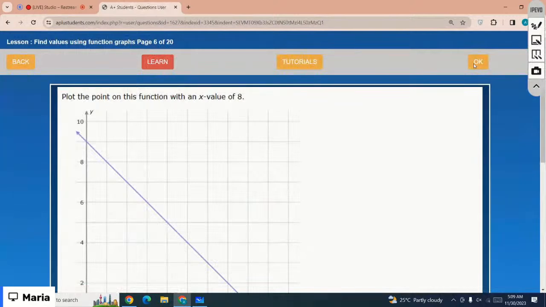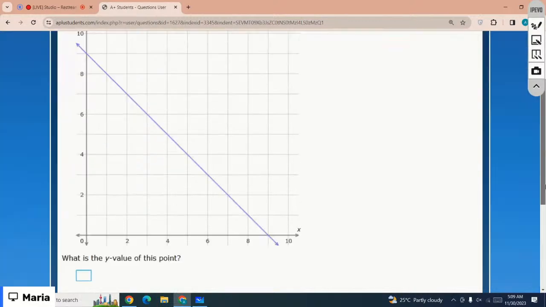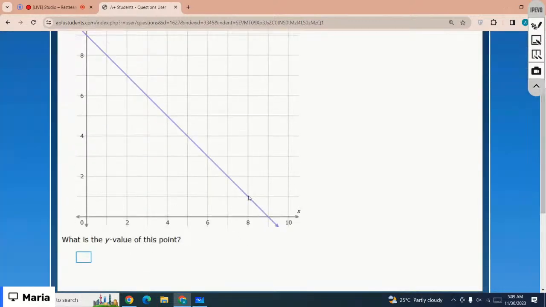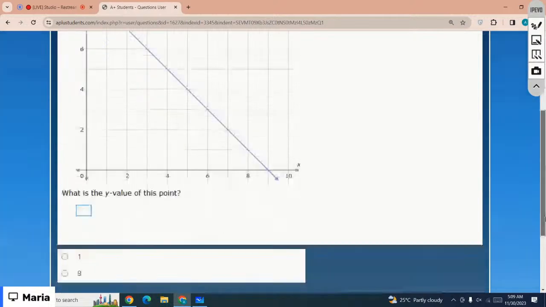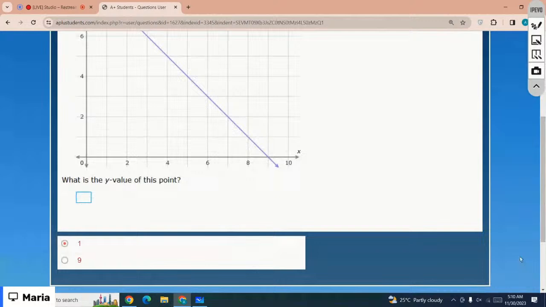Plot the point on the function with an x value of 8. So what is the y value? x equals 8. Here it is, and the y value is 1. The correct option is 1.